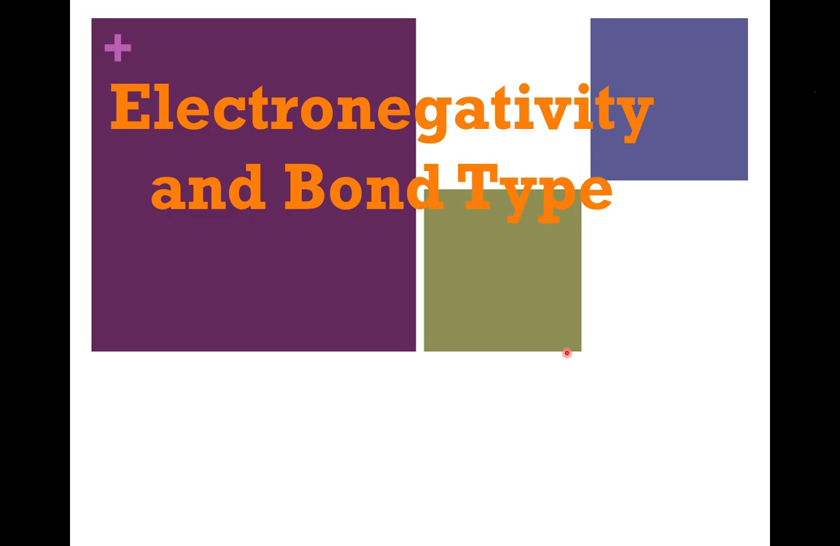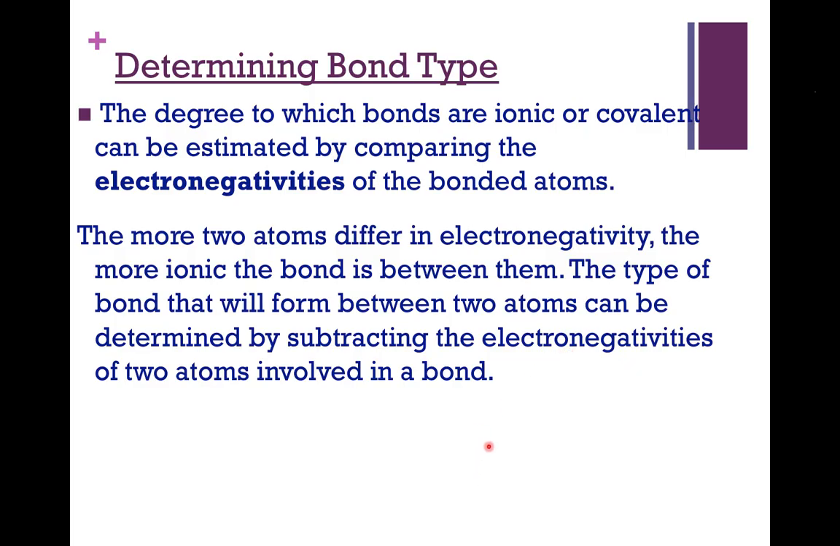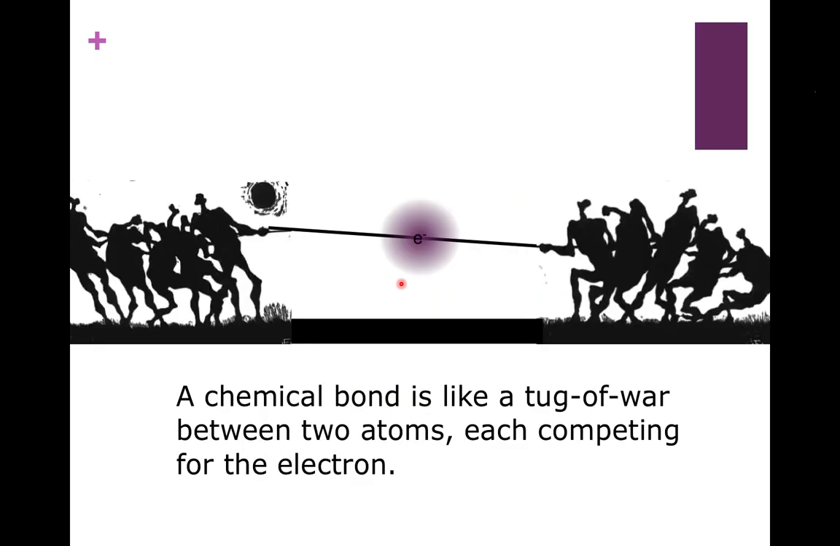So you could also determine it by their electronegativity. The degree to which the bonds are ionic or covalent can be estimated by comparing the electronegativities of the bonded atoms. The more two atoms differ in electronegativity, the more ionic the bond is between them. The type of bond that will form between two atoms can be determined by subtracting the electronegativities of the two atoms involved in a bond.